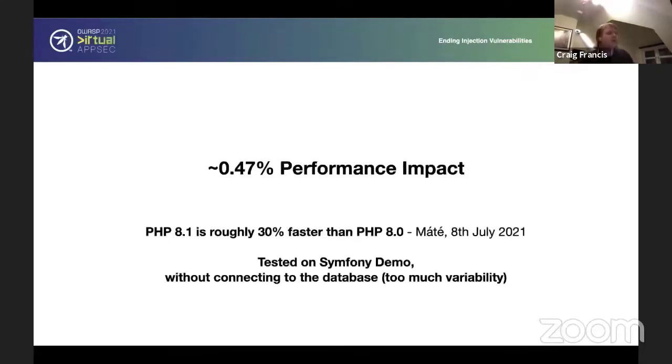In terms of performance impact, we got a 0.47% performance impact, and we were trying to be pessimistic on that one. PHP is roughly 30% faster anyway, so it's dwarfed by that. And also we're using the Symfony demo, which is quite complex, and we couldn't even get it to connect to the database because connecting to the database introduced too much variability. So the real world performance impact is going to be less than that.